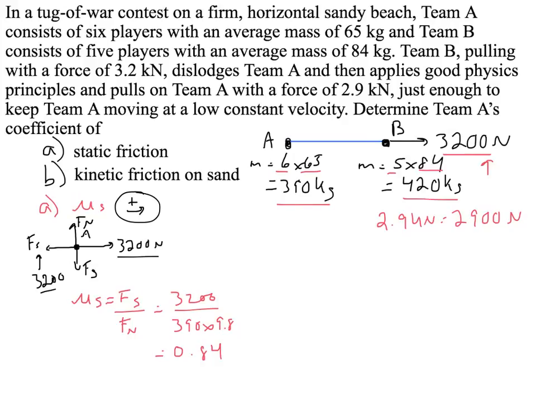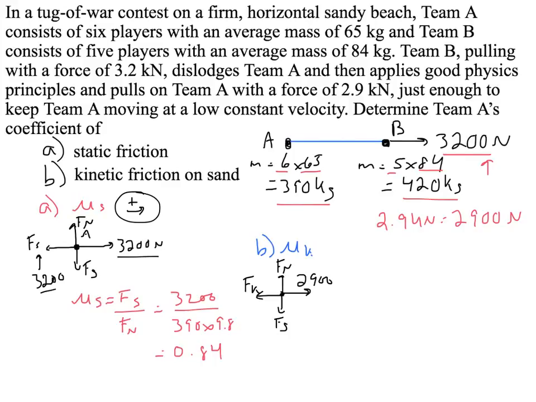Now in B it says kinetic friction. I'll draw B right here. So now we're looking for mu k. Now we can redraw our free body diagram. Everything's going to be the same, it's going to be the same free body diagram, except we are now going to have a force of 2,900 newtons going that way. We're going to have kinetic friction going that way, same Fg that way, and same Fn going that way.